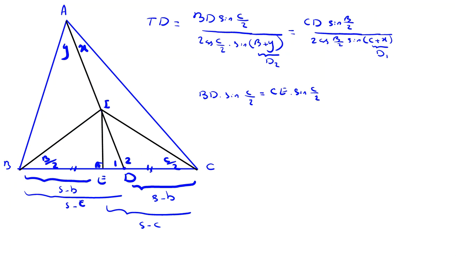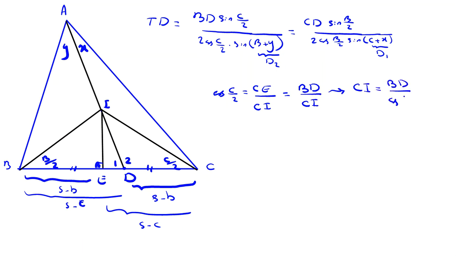Let's see what can we say. So if I consider C, let's do something. Instead of writing this, let's consider, I can say cos C over 2 equals CE over CI. Okay? Now, I can say CE is BD. So it equals BD over CI. So I can conclude CI equals BD over cos C over 2.